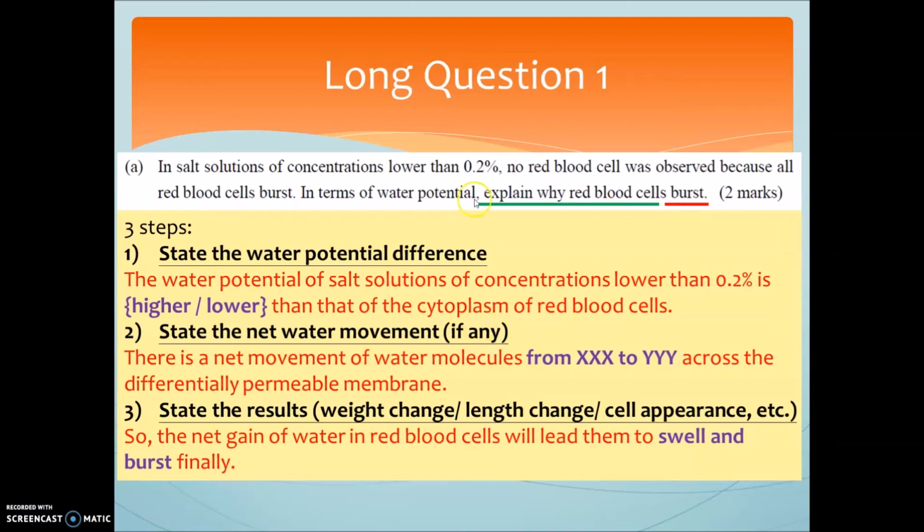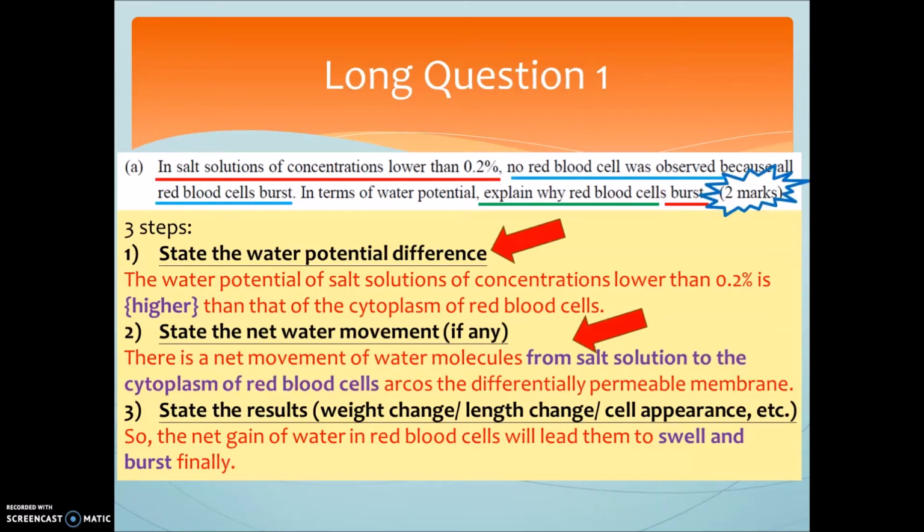So actually this question is very good because it already told you that all of the red cells burst. That's why there are only 2 marks, because you only need to tell me the first step and the second step. For the first step, it's given already. So the net intake of water in the red cell will make them swell and burst finally. So I just want you to substitute the words and do the correction.